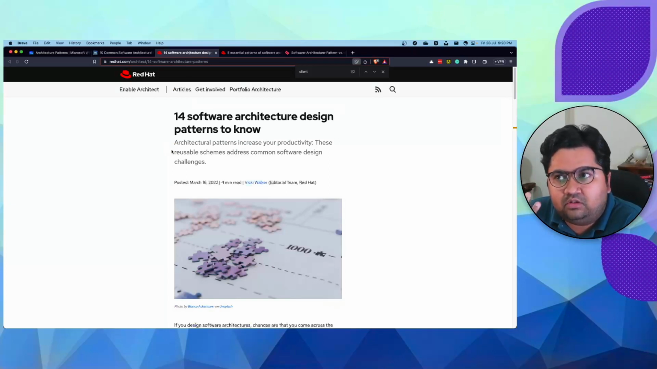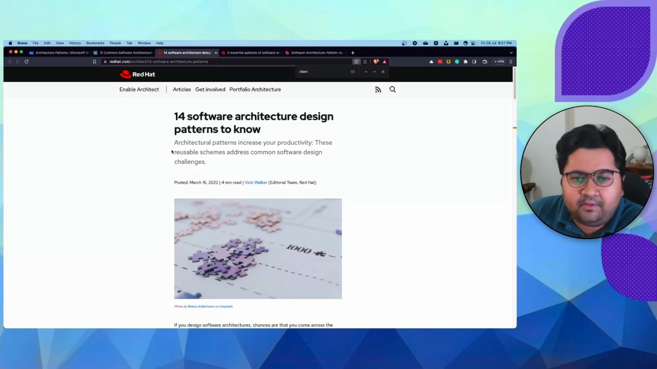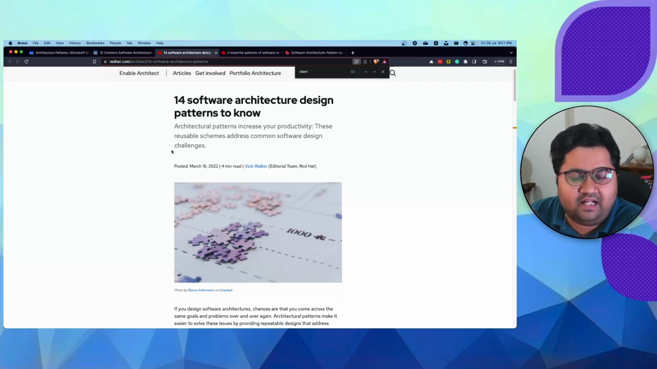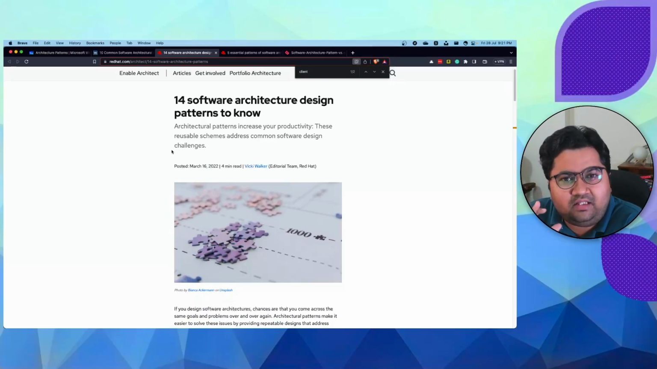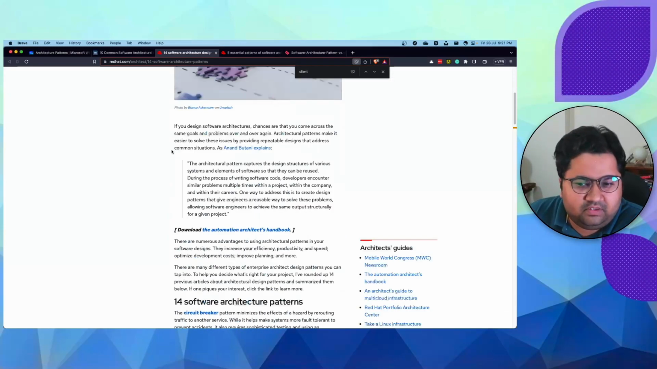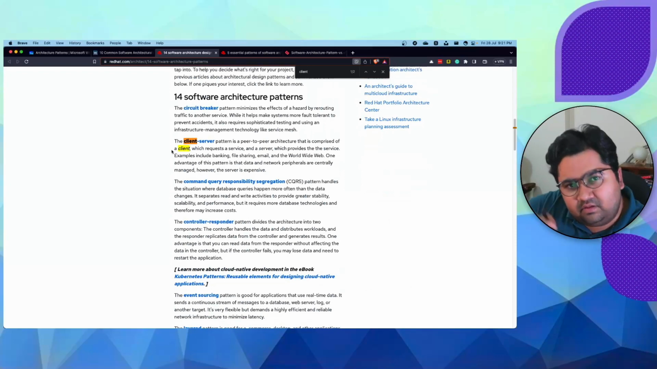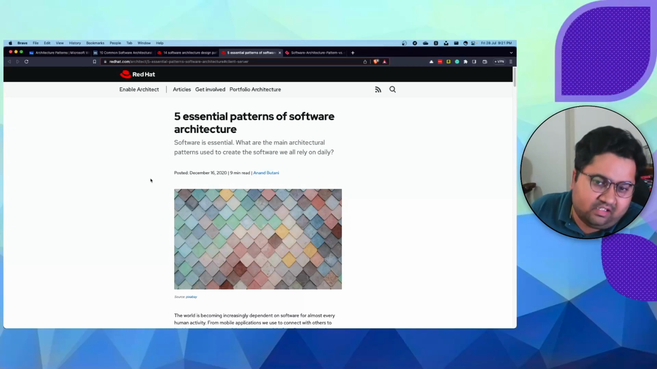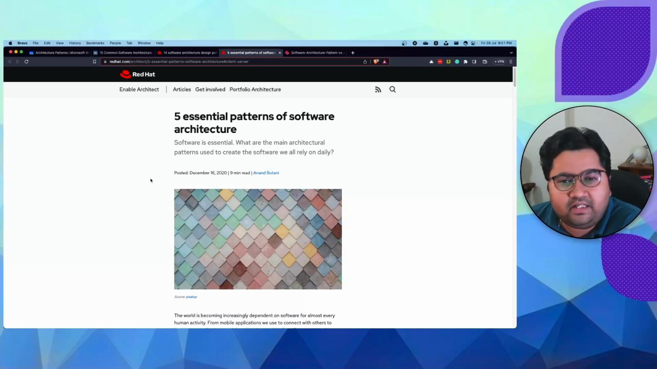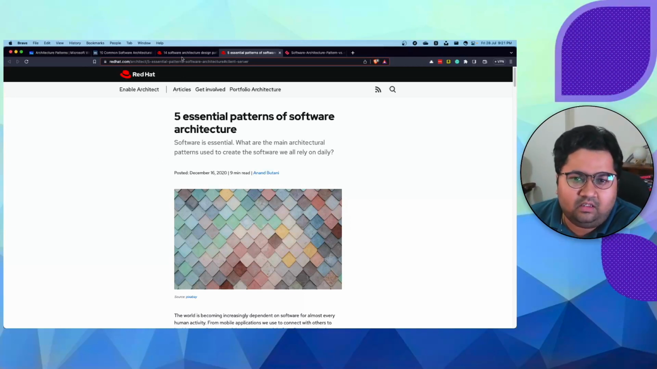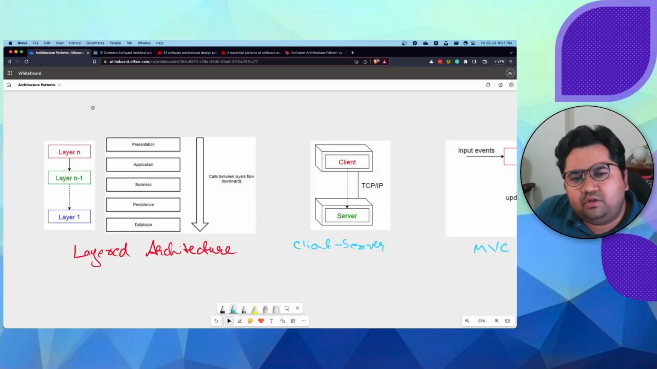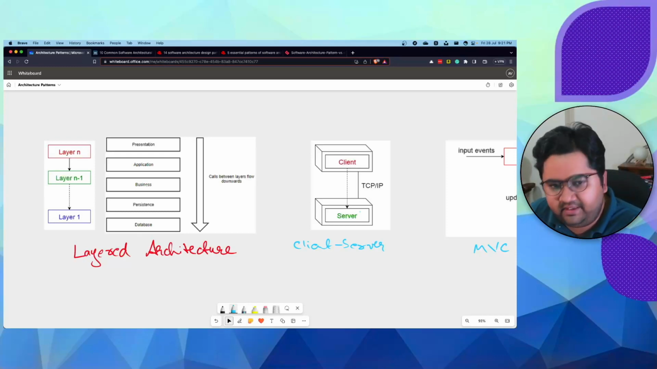Red Hat has a good repository of articles around these things. Most people don't know that. There are 14 software architecture design patterns that Red Hat prescribes. You can take a look at that, and these are some of the links, and they have detailed links for each of them. Then there are 5 essential patterns for software architecture, which is also given by Red Hat itself. I think it's best to refer to the 14 version. Now let's hop over to understanding what some of these patterns are.